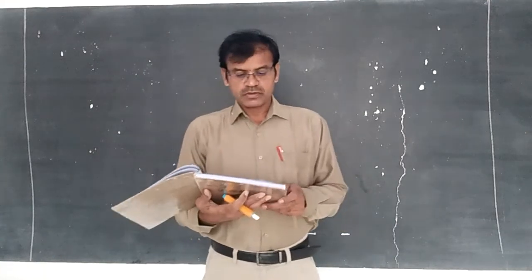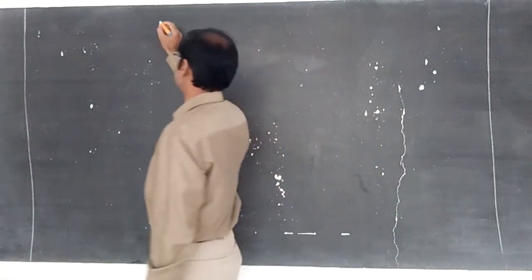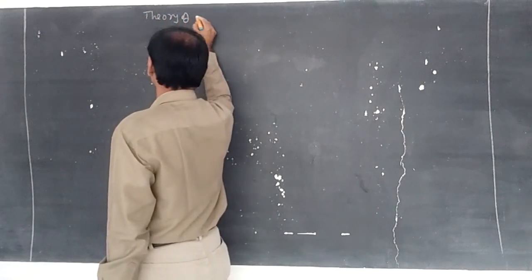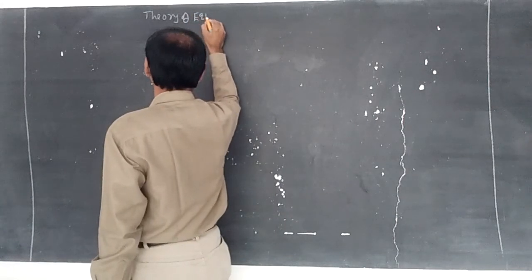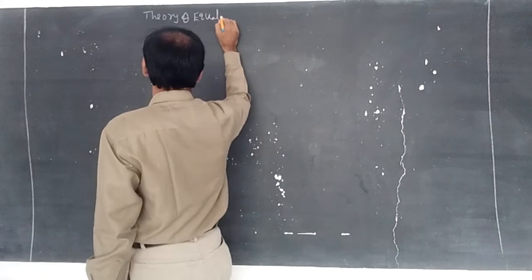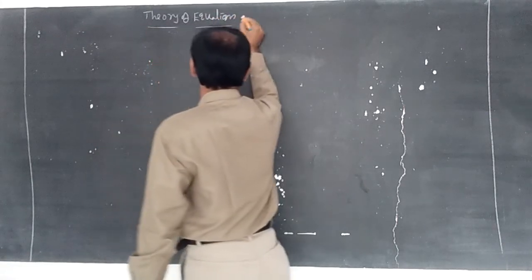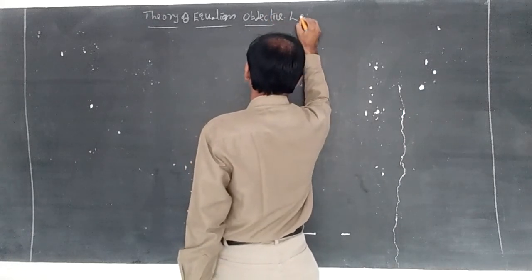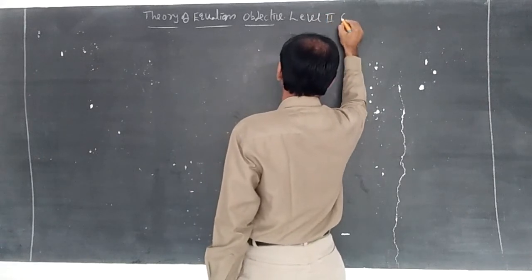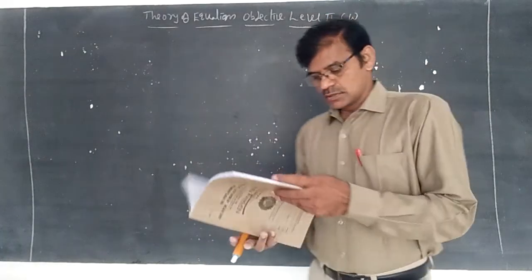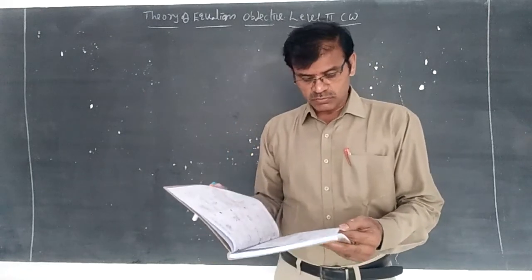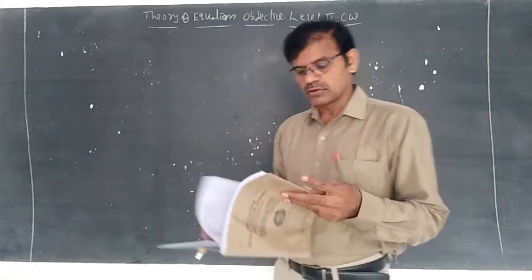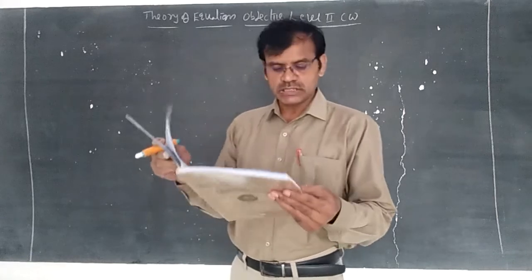Dear students, now we are in the chapter of theory of equations objective. In previous class, we have discussed the chapter theory of equations objective level 2 class work. Until the 16th sum we have completed in level 2 class work. Before going to the 17th question in the level 2 class work, let us discuss worked example 10.